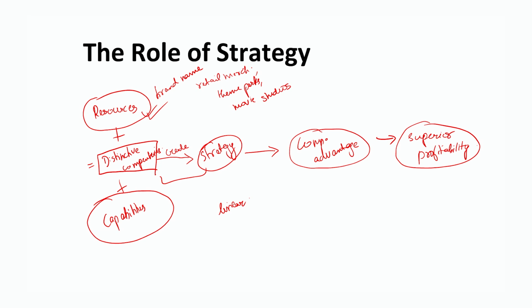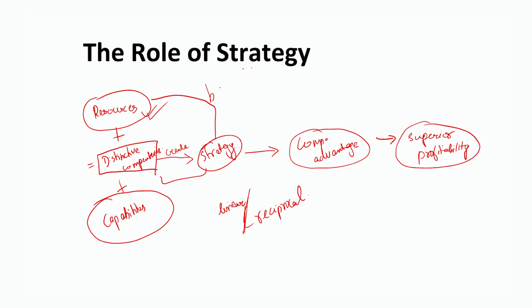So in this way, the company used its existing resources and capabilities to create strategy in order to have an edge over others. But this relationship is not always a linear one. Sometimes it is reciprocal. Reciprocal means sometimes it is our strategy which helps us to build new resources or strengthen our existing resources and capabilities, which will further enhance our distinctive competencies.